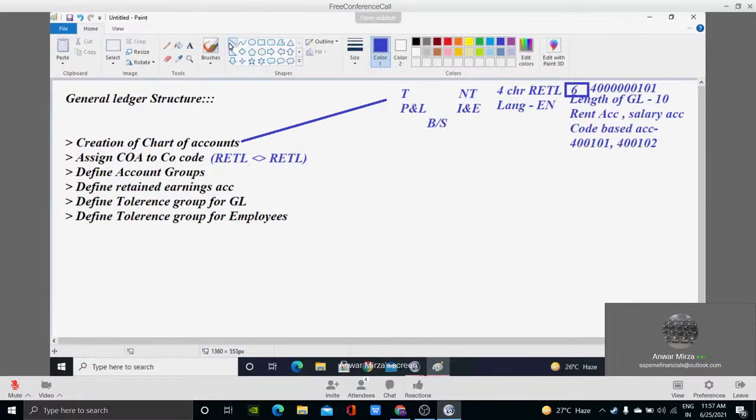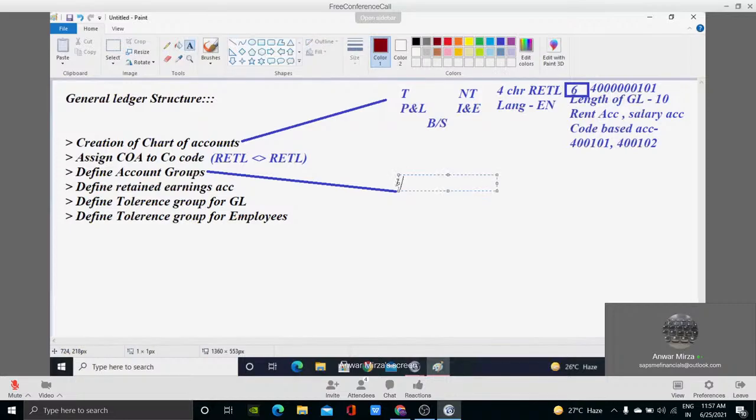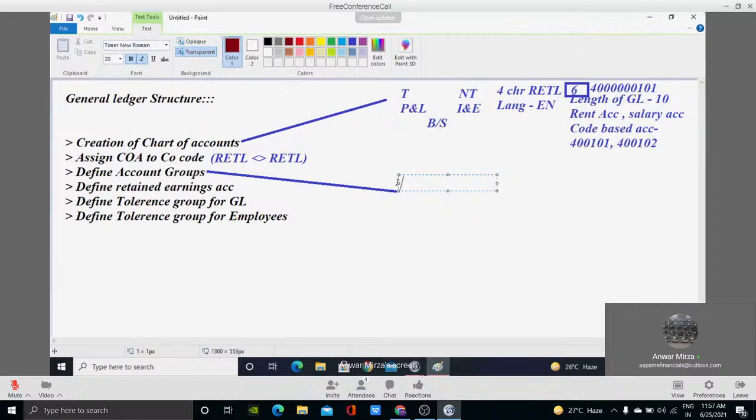And the third point is an account group. What is an account group? Any idea?